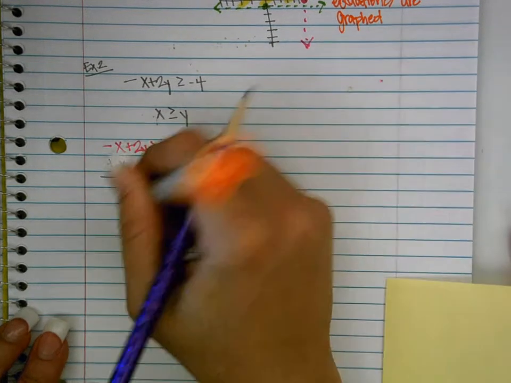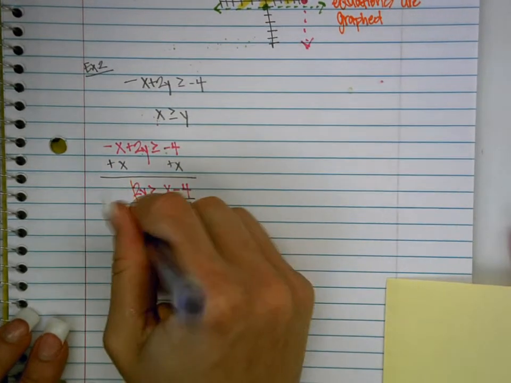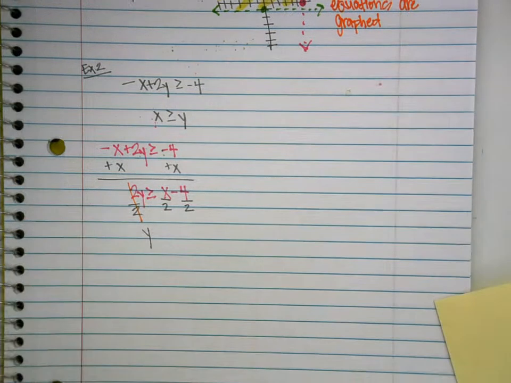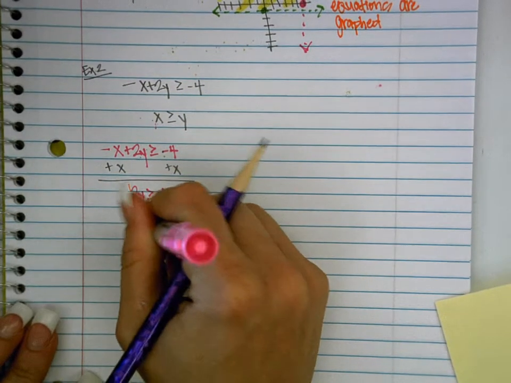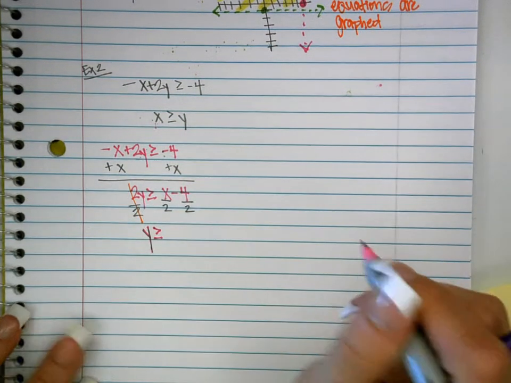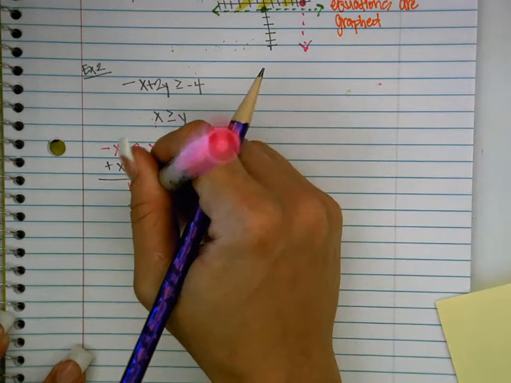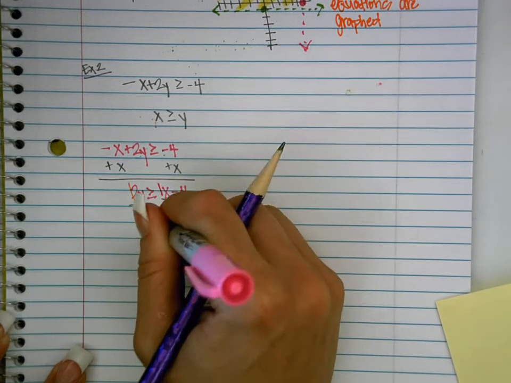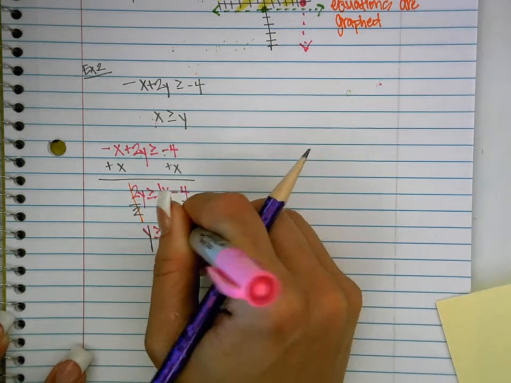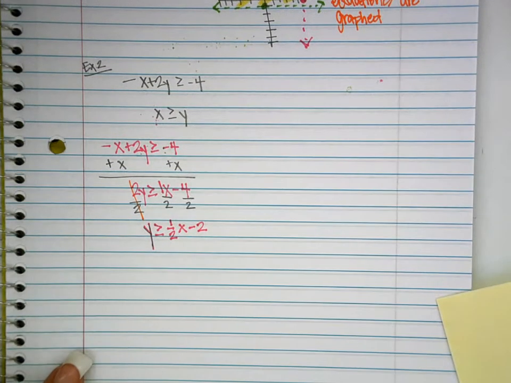These cancel each other out. So it leaves us with y, oops, sorry, forgot I was doing colors. Y greater than or equal to, how would you write x over 2 as a fraction? 1 over 2. Remember, there's actually an invisible 1 there. So you'd write it as 1/2 x minus 2.